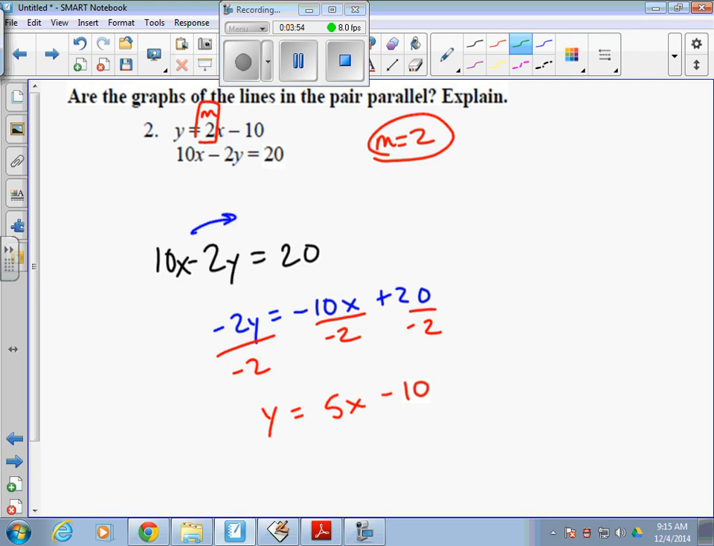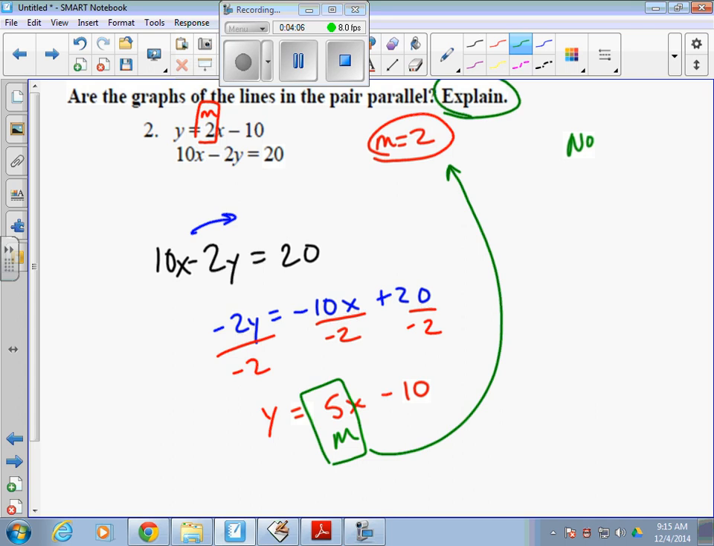We can see what the slope of this equation is now. It's 5. That is not the same slope as 2 from the first equation. So are the lines parallel? No. Explain yourself why. They have different slopes.